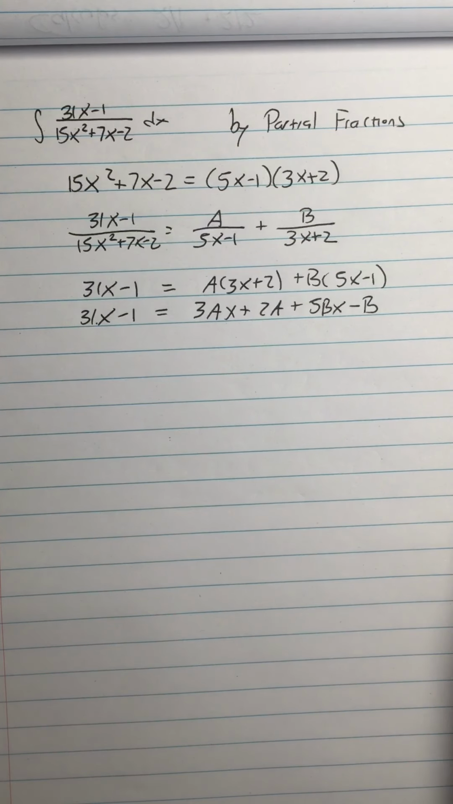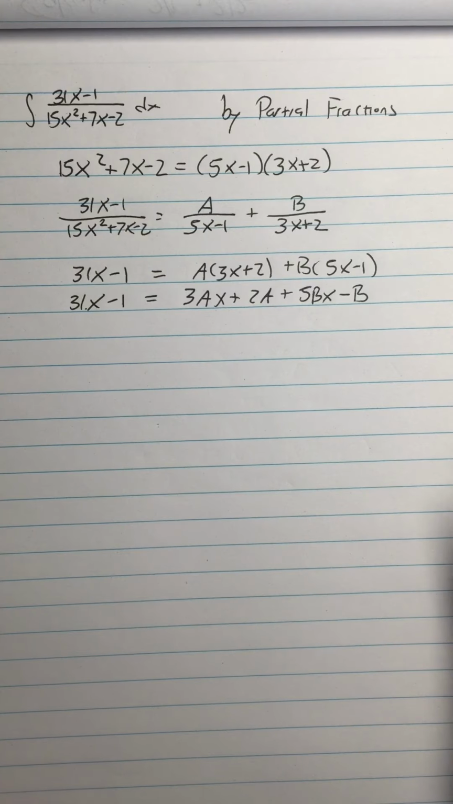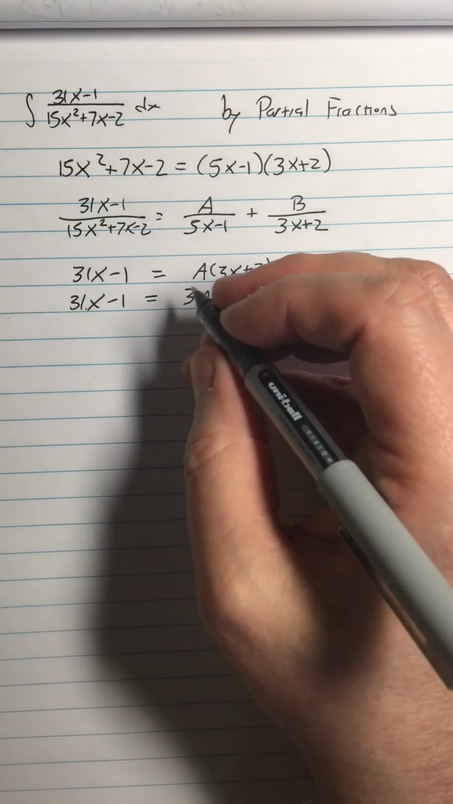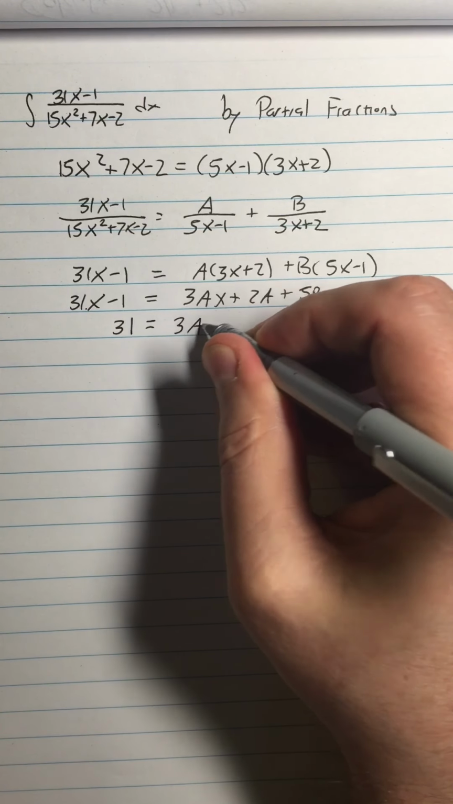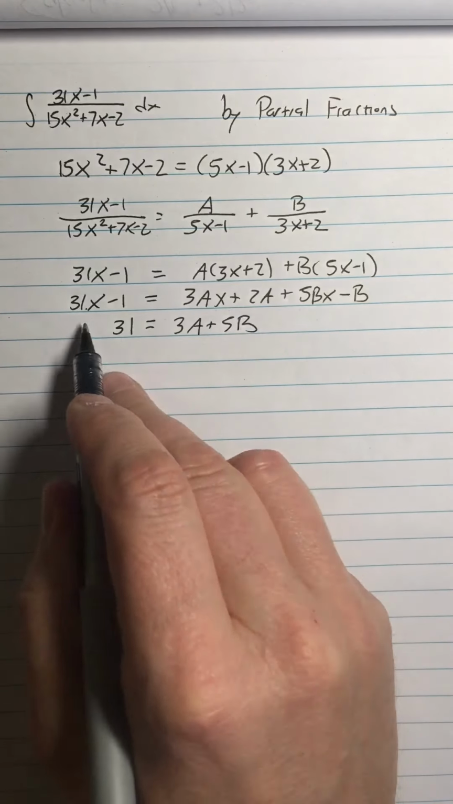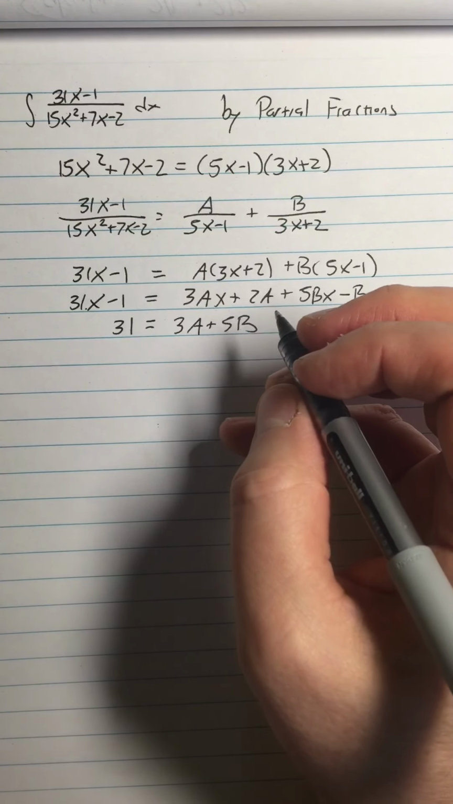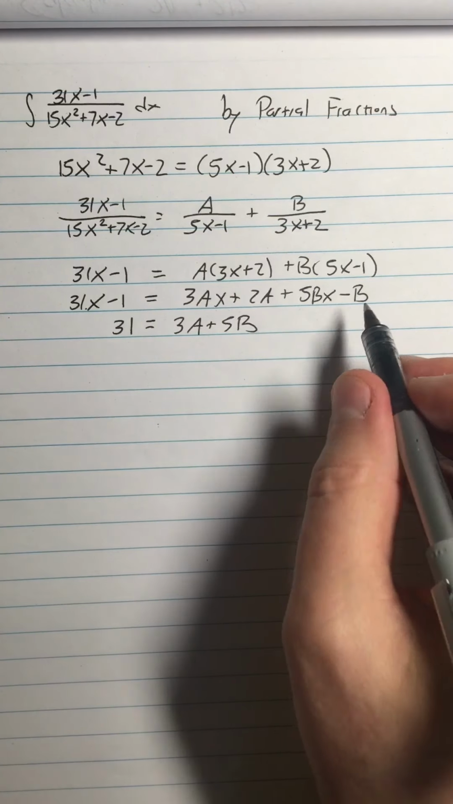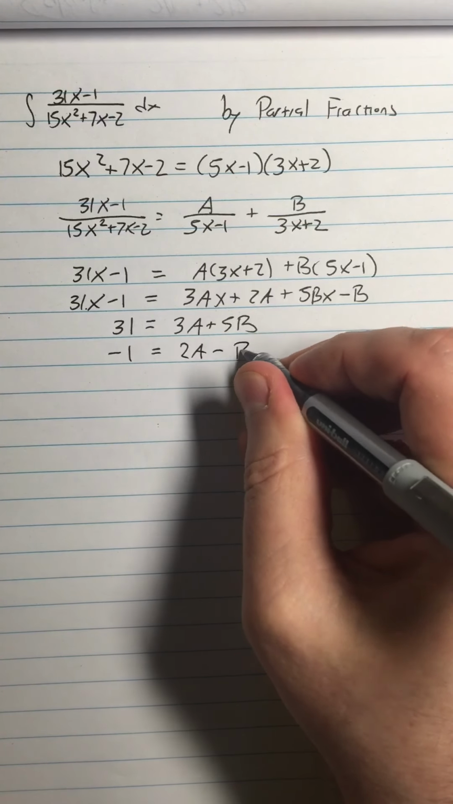That's good. Now here's the other thing. I am going to take some shortcuts because we're familiar with the process. For example, I'm not going to write 31x = 3Ax. Let's just jump right to 31 = 3A + 5B. That's equating the x parts. If you're unclear on any of this, rewatch the videos on partial fractions. Then the other equation is -1 = 2A - B.